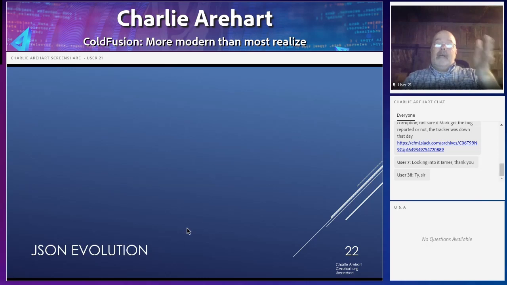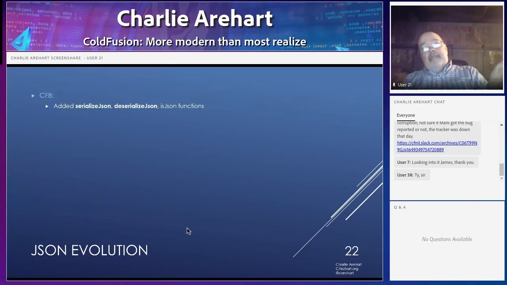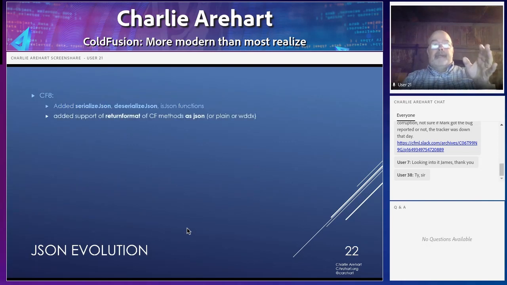Speaking of which, let's talk about JSON. It was actually CF8 that first added the ability to support serialization to JSON. Let me just say again, we're talking about 2007. So CF's been doing some of this stuff for a long time, but maybe not everybody liked what it was doing. So it's been evolved over the years.